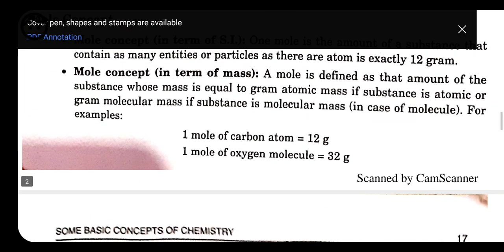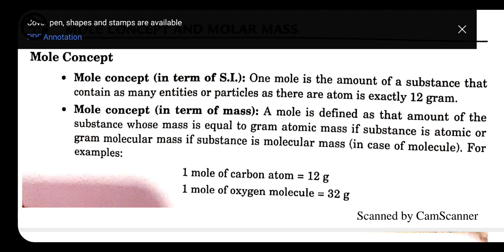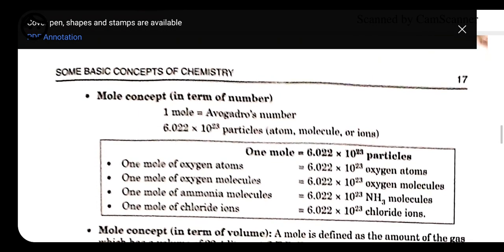So the mole concept can be defined as the amount of substance whose mass is equal to the gram atomic mass if the substance is atomic, or the gram molecular mass if the substance is molecular. Mole is just a unit to tell us what number of particles is present inside any matter, whether in atomic, molecular or ionic form.